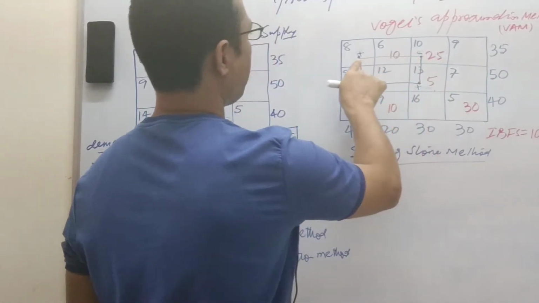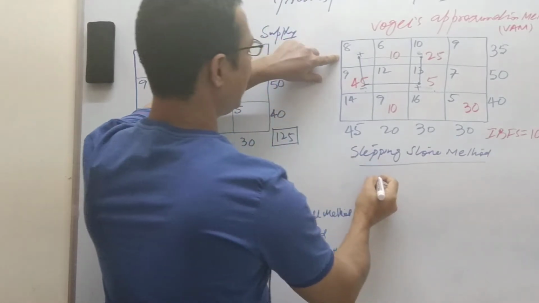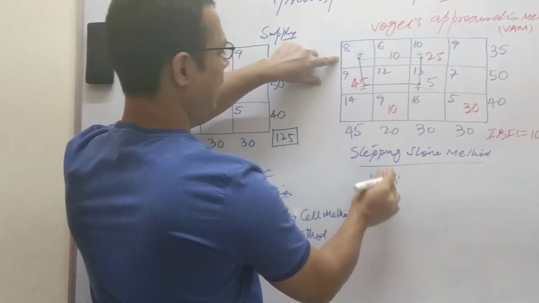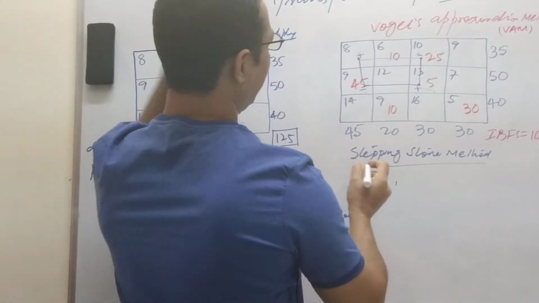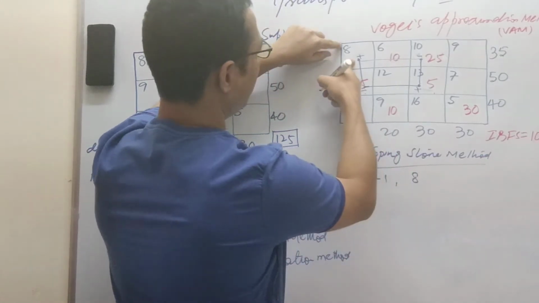Okay, so now which cell are we going to consider? We are going to consider the unallocated cell 1 1, this cell, first row, first column. In this cell, if we look at the cost here, that is 8 with the positive sign.